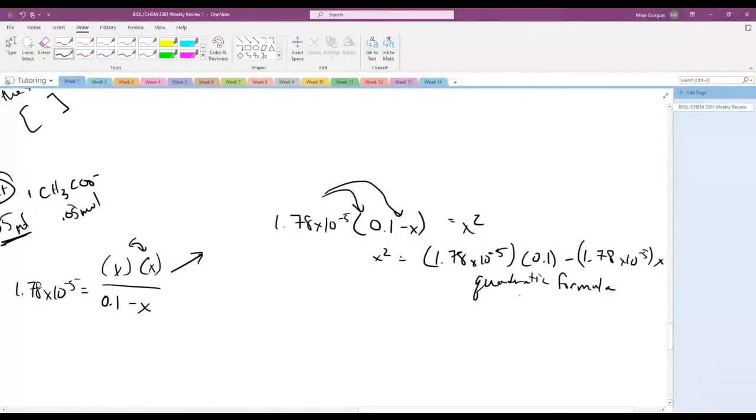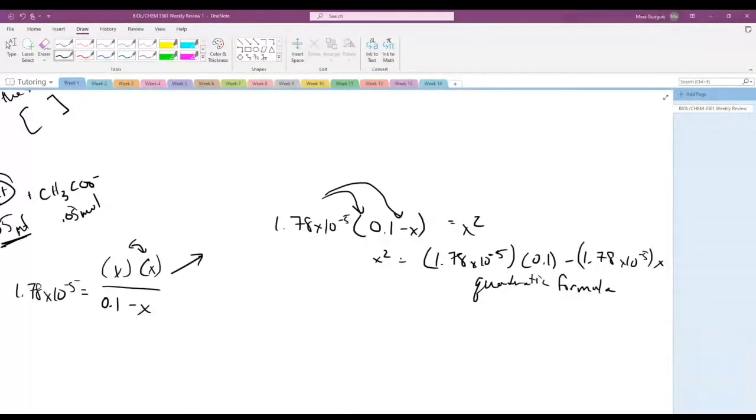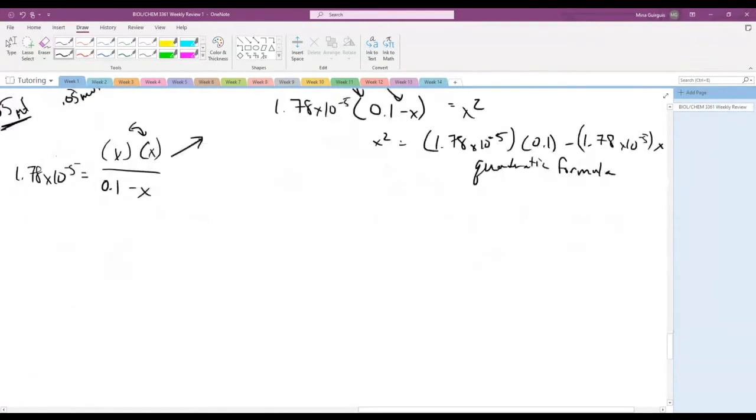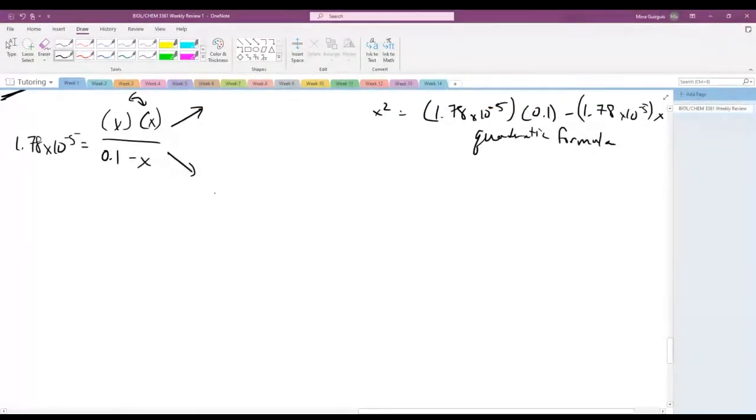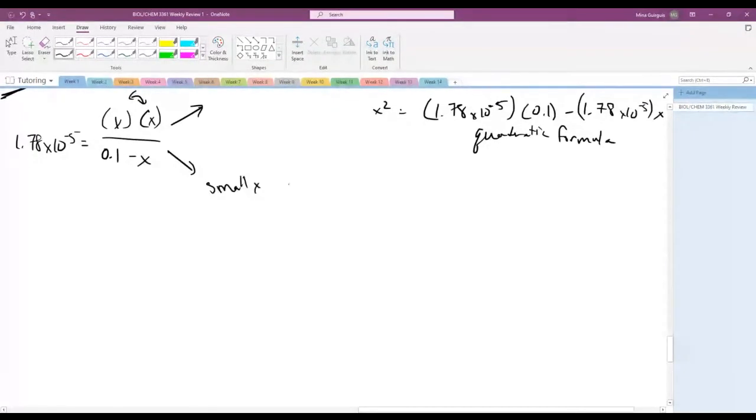I don't want to do that. And I'm assuming you guys probably won't either if you're in an exam, or trying to finish your homework quickly, whatever the case may be. It's not fun to have to do the quadratic formula with all of this. So there's an assumption that we use quite often in this class, and it's called the small x approximation.